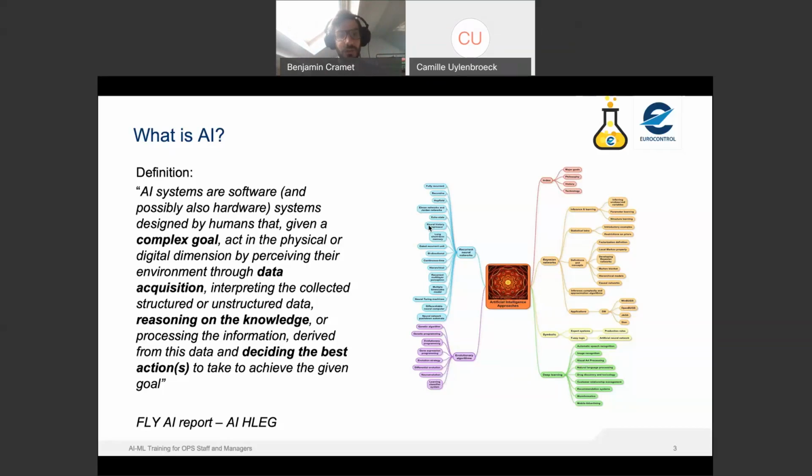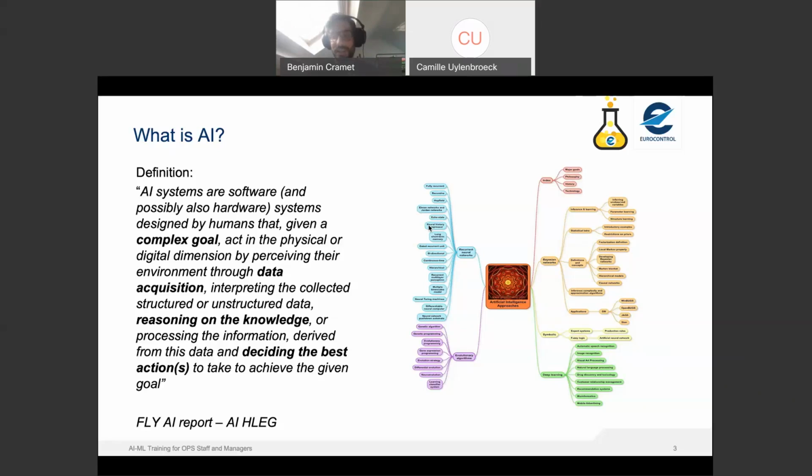Act in the physical or the digital dimension. Physical, that will be a robot that will do things in our environment, or an autonomous car that will drive on the road. And digital dimension, it runs on a server somewhere and provides the results to you. Perceive their own environment through data acquisition. Here it is very important. If you think of this autonomous car, it will discover a red light here, a pedestrian there, a truck there. So that is data perceived from their environment through data acquisition with sensors.